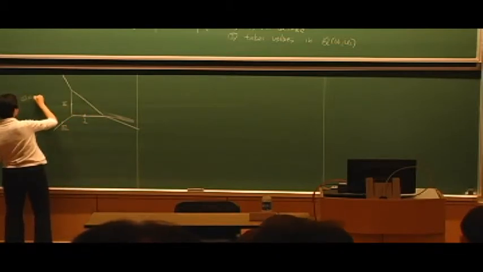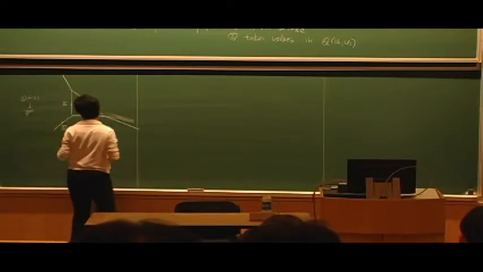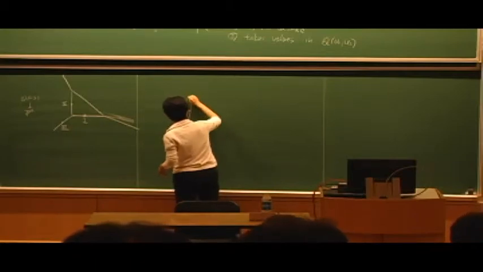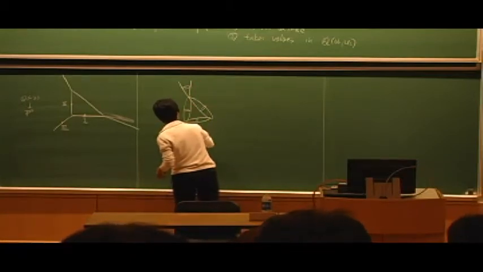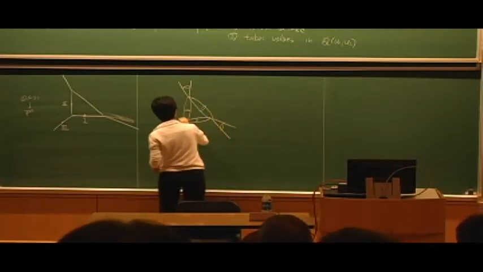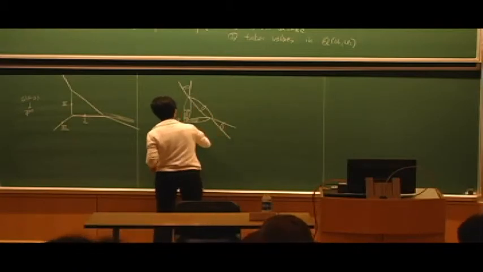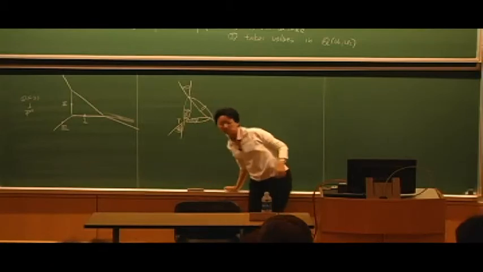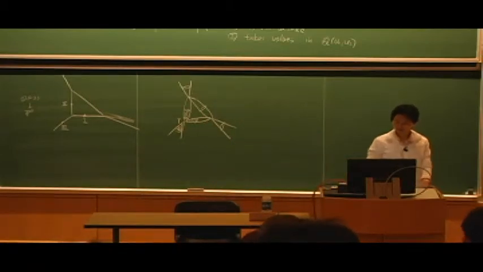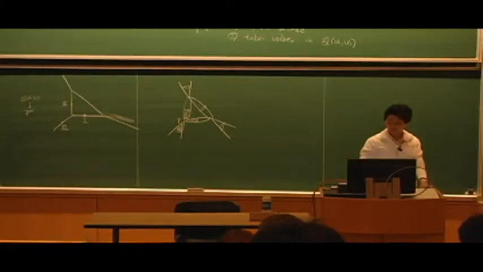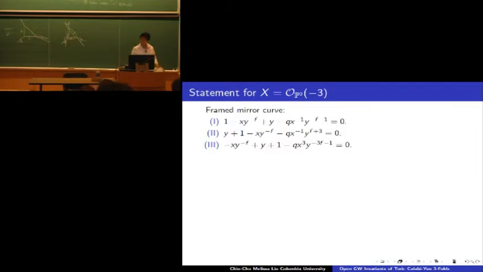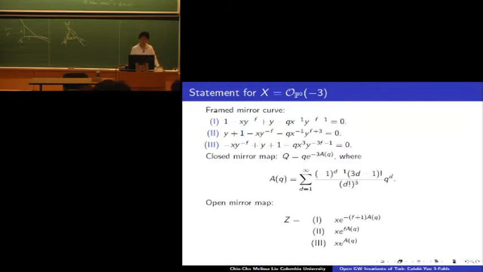So this is a picture for O(-3) over P2. And these three dots are three different Lagrangians. So you have three torus-invariant P1s and three torus-invariant complex lines. And these are three toric fixed points. I call this P. And we use these three disks to trivialize the first homology of these three Lagrangians. And using this data, you can write down framed mirror curves in phase 1, 2, and 3. 1, 2 are inner branes, and 3 is an outer brane. So the closed mirror map in this case is given by this. And the open mirror map, as you can see, depends on the framing and the location of your brane in general.